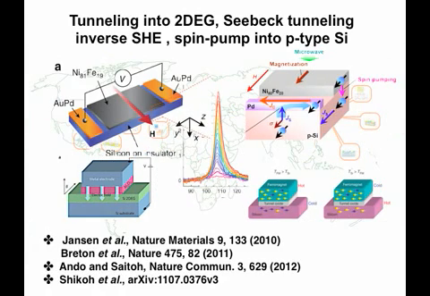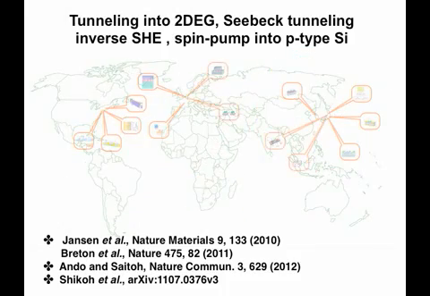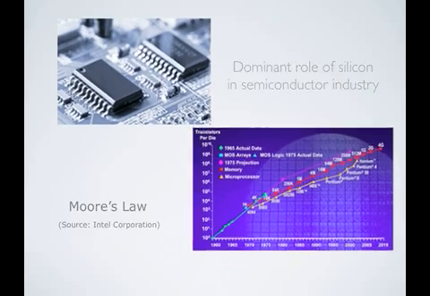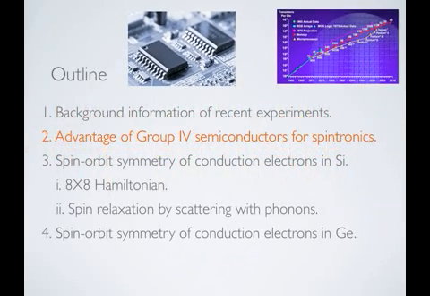There are also some other different methods utilized to study silicon spintronics, like the spin tunneling into a two-dimensional electron gas, the Seebeck tunneling, the inverse spin Hall effect, and elegant work of spin pumping into p-type samples. All these experimental efforts in silicon spintronics are motivated by the dominant role of silicon in the well-developed semiconductor industry. So in the following section, I will briefly discuss the advantage of using group 4 semiconductors, especially silicon, for spintronics.